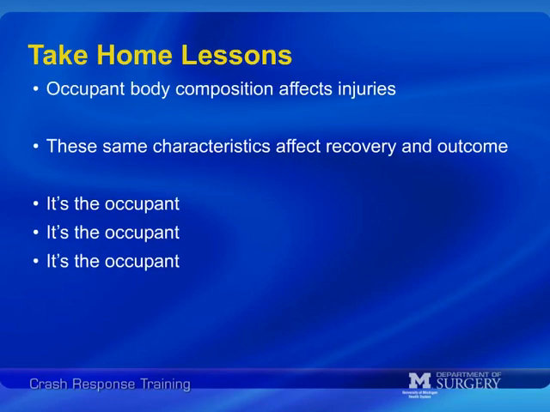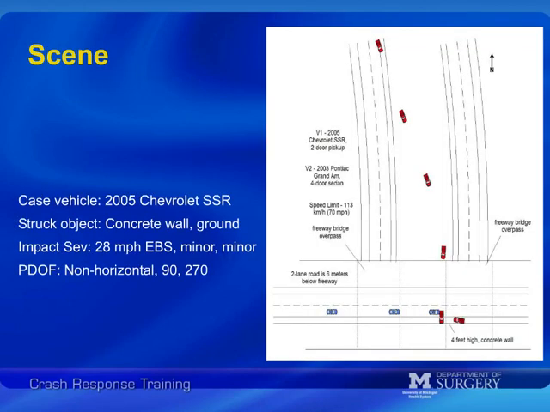The take-home lessons for this module are that occupant body composition affects injuries, the same characteristics affect recovery and outcome, and it's the occupant, it's the occupant, it's the occupant. I'm going to take you through a crash where there were two occupants in a vehicle.